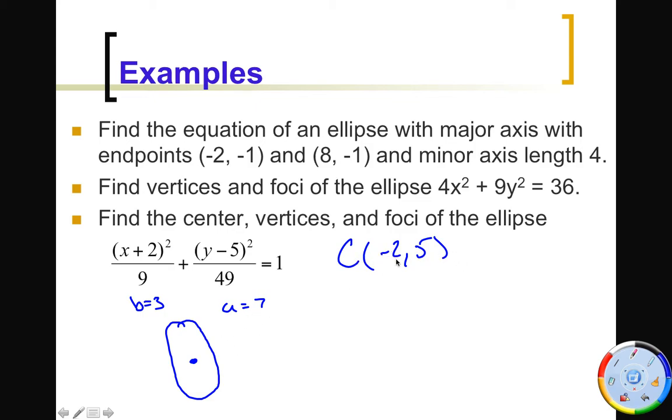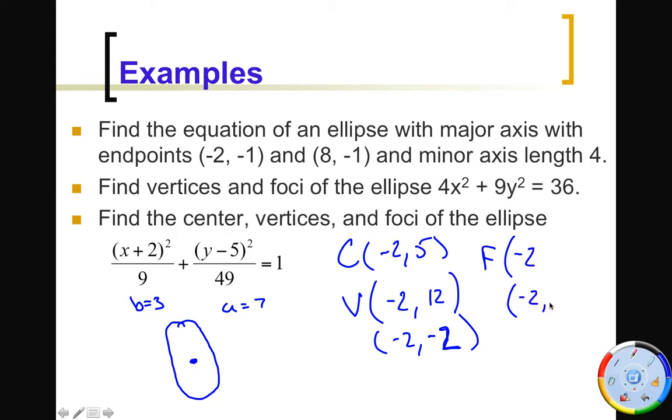If my center is at negative 2, 5, and it's tall and skinny, I'm going to change my y values to get my vertices. So my vertices should be easy. My negative 2 stays the same, and my negative 2 stays the same. And I'm going to go up 7 units, and I'm going to go down 7 units from 5. But I can't find my foci until I have found my c value. However, we do know that the foci are both at negative 2 because the x value doesn't change.